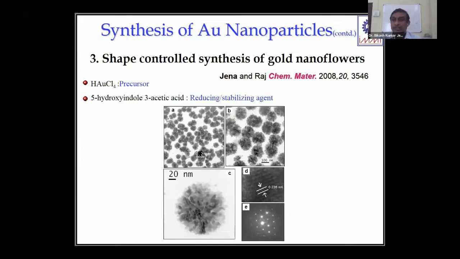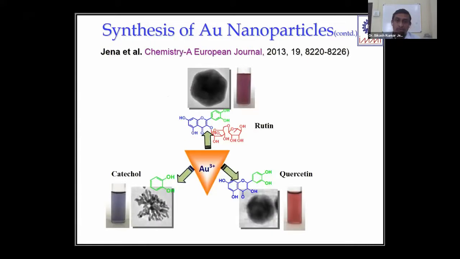And these structures are very interesting. We studied them for surface enhanced Raman spectroscopy, and we were able to detect different molecules which are bioimportant molecules. We can do the sensing through surface enhancement by this different structure of nanoparticle, called marigold shape nanoparticle, that we synthesized using 5-hydroxyindole-3-acetic acid molecules. And also we have synthesized some nanoparticles using rutin, quercetin, catechol. These are the biomolecules we use to synthesize different shapes and sizes of nanoparticles.